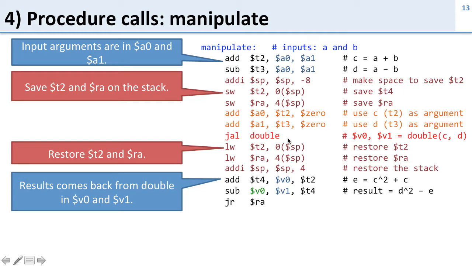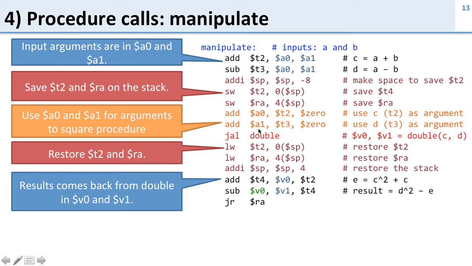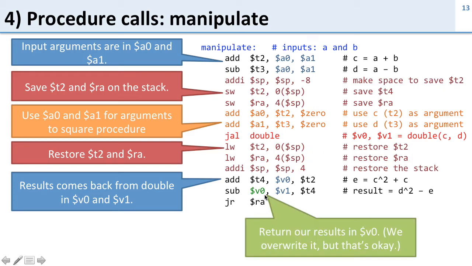And finally, the last thing we need to do is make sure that we take the values that we want to send to double and put them in the right argument registers so double will get them. And of course, the last thing here is that since we ourselves are a procedure, we need to put our final results into the value register to return it back. Remember, these results here in this value register are what's coming back from double. So we use them, but we return this value in the value register.